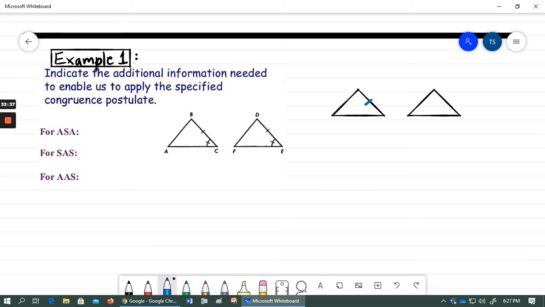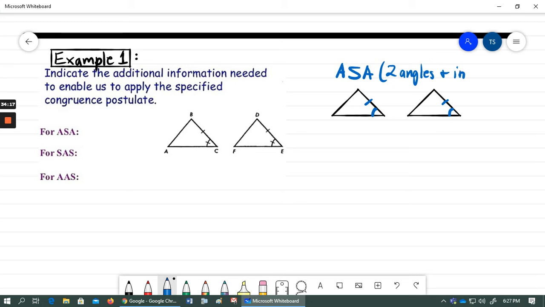Based on what we've got so far, this angle is congruent to this angle, and this side is congruent to this side. That's the information we've been given so far. If we wanted to state that these two triangles were congruent by angle side angle, then we would need two angles and an included side, correct? And we don't have that right now. No, we do not have two angles and an included side.